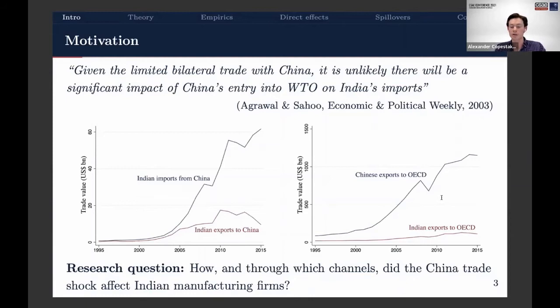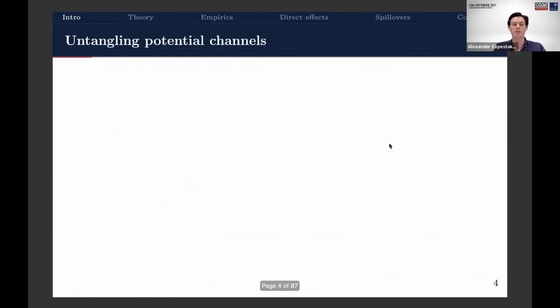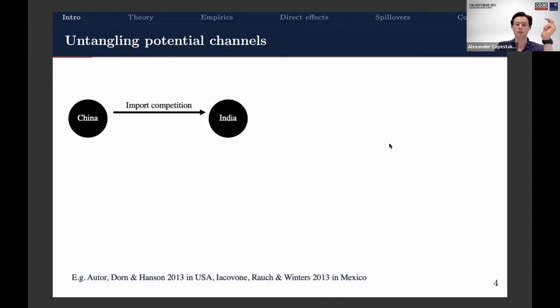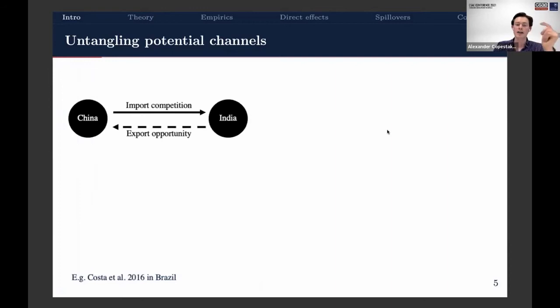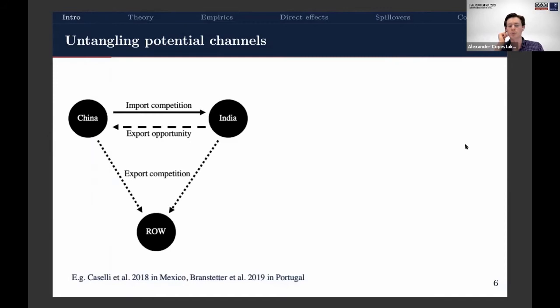So the research question is: how and through which channels did this China trade shock affect Indian manufacturing? To answer that, we're going to have to do a bit of untangling. The classic China shock story, from Autor, Dorn and Hanson, is import competition: a large increase in Chinese exports into the US, outcompeting domestic US workers, leading to various negative outcomes. In the China-India case, we're also going to have to think hard about the export opportunity channel, since it's going in the other direction. If China is now opening up, then potentially Indian firms can export more to China. Thirdly, as I mentioned, the export competition channel: the rest of the world, particularly the OECD, that China is now exporting into, potentially competing with Indian firms that previously exported to that market.